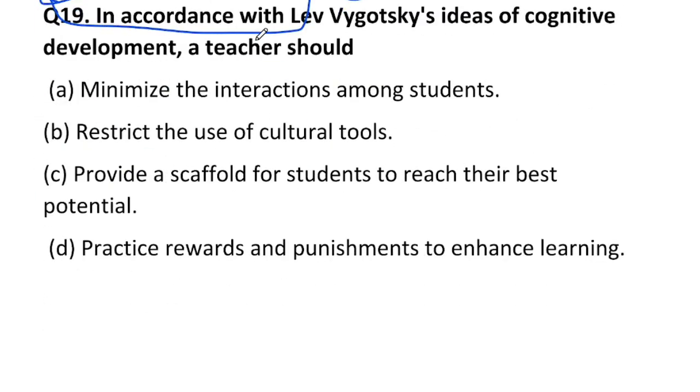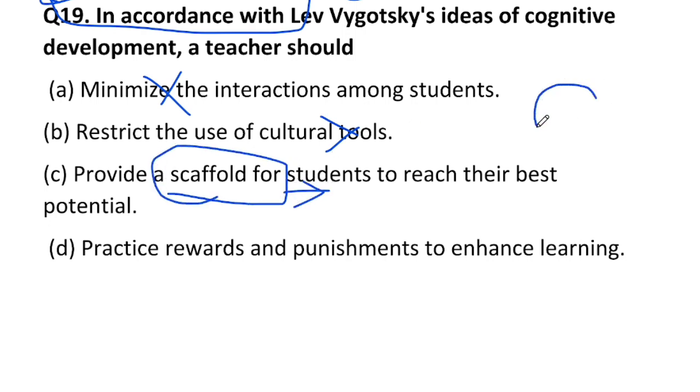In accordance with Lev Vygotsky's ideas of cognitive development, a teacher should minimize the interaction among students? No. Restrict the use of cultural tools? No. Provide a scaffold? Yes. Scaffold and ZPD, the zone of proximal development, are connected to each other. Zone of proximal development is where a child can go, and scaffold is to help him or her with some clues like what, when, where, etc. So, provide a scaffold for students to reach their best potential is the right answer.